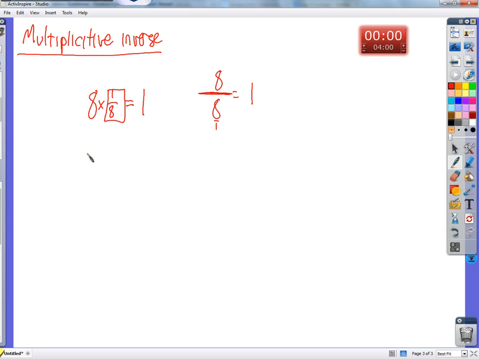So what's the multiplicative inverse of 3? 1 over 3. And what's the multiplicative inverse of 3 fourths? 4 thirds equals 1. And how about negative 2 sevenths? Negative 7 over 2. We need to wind up with a positive 1. That's why we multiply by a negative. So the multiplicative inverse is really just the reciprocal of that number.